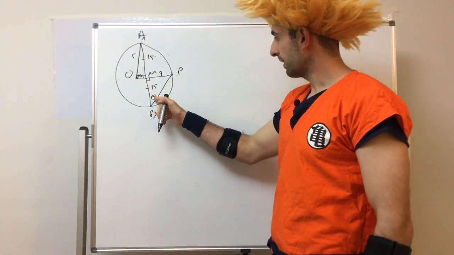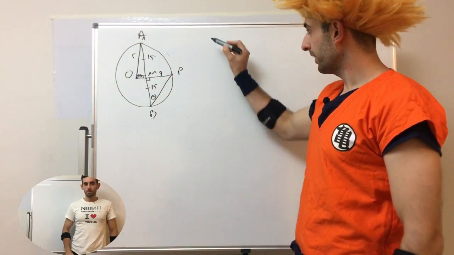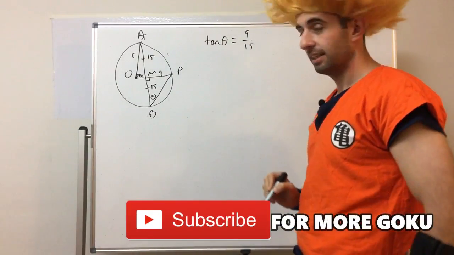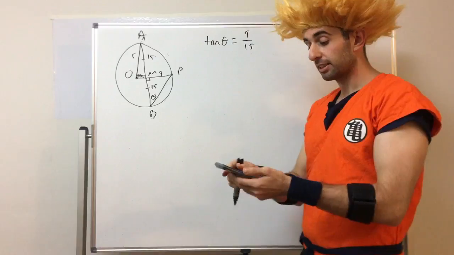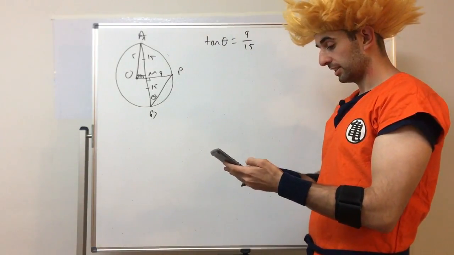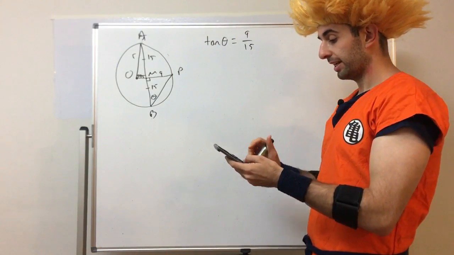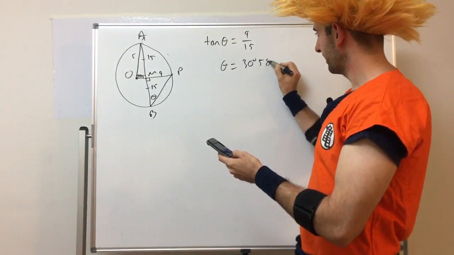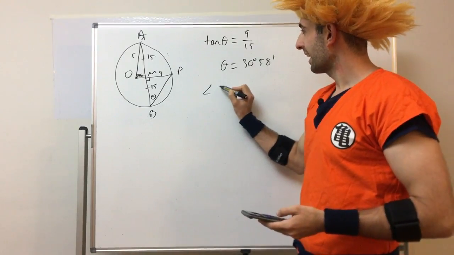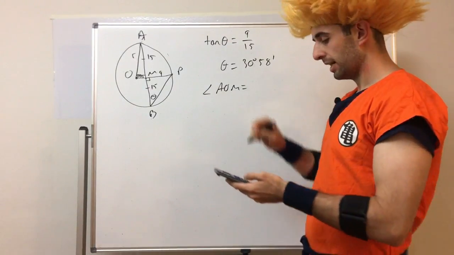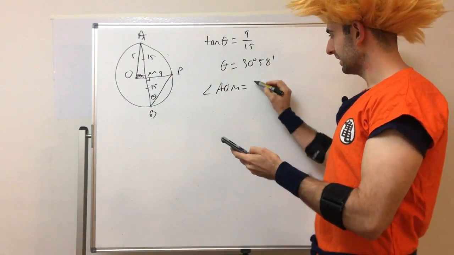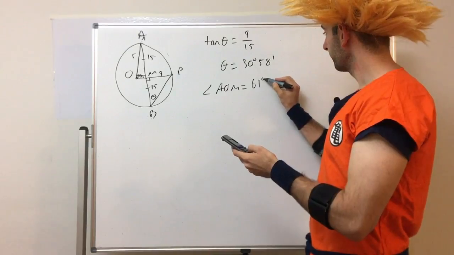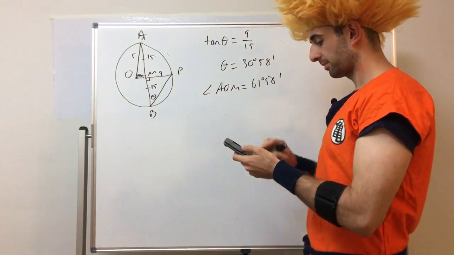So in this triangle, to find theta, we'll use tan theta. So tan theta is 9 on 15. Now, I do need a calculator to do this. I'm not that good with inversing tan. So we get theta equals 30 degrees and 58 minutes, which means angle AOM is twice that. So that is 61 degrees and 56 minutes.